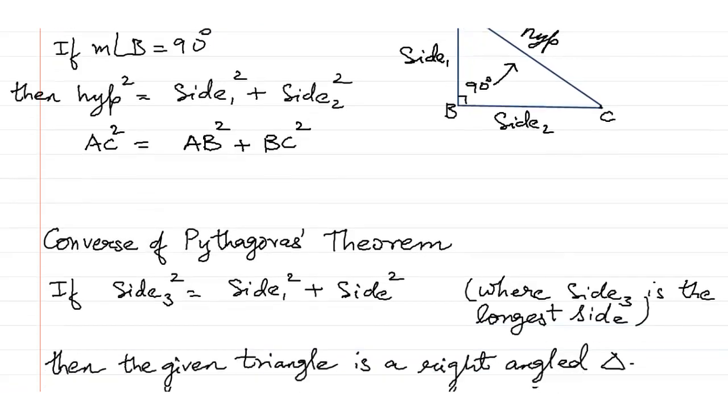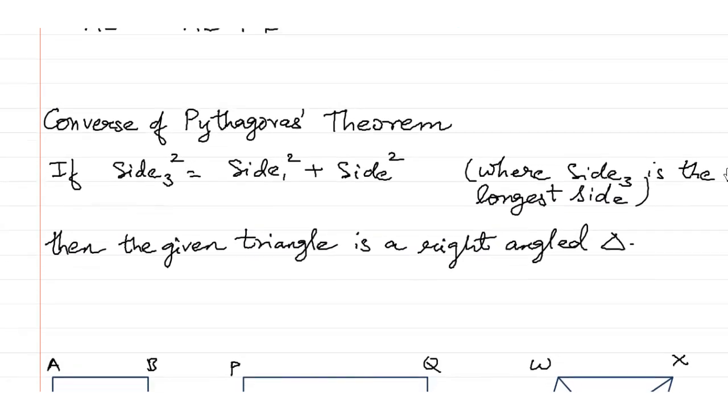Then we have the converse of the above theorem. The converse says that if the side 3 square is equal to side 1 square plus side 2 square, where side 3 is the longest side, so the longest side is on one side and the other two sides are on the other side, and if this is true, then the given triangle is a right angle triangle.